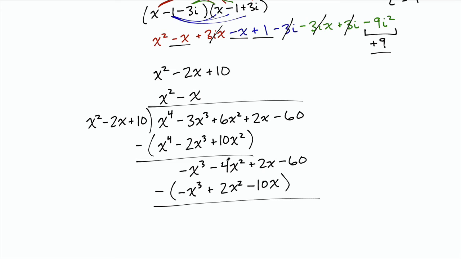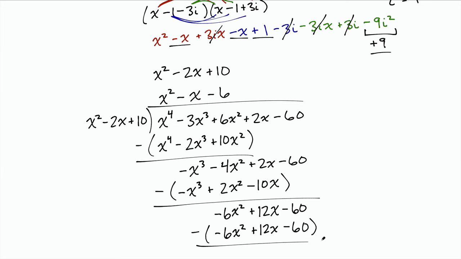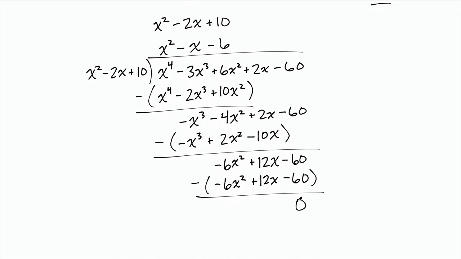The x cubes cancel. Negative 4x squared minus 2x squared is minus 6x squared. 2x minus a negative 10x is positive 12x. And negative 60 comes down because there's nothing to subtract from it. Now we take negative 6x squared, divide by that x squared, and we get negative 6. Negative 6 times this divisor gives us negative 6x squared plus 12x minus 60. And now we subtract, and we notice that these are identical, so we get 0.